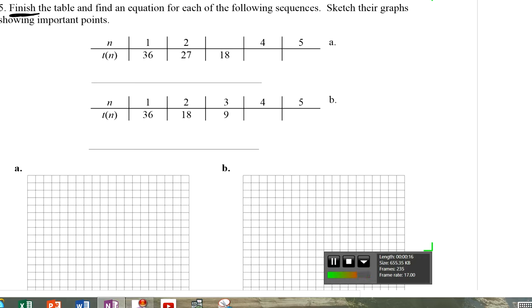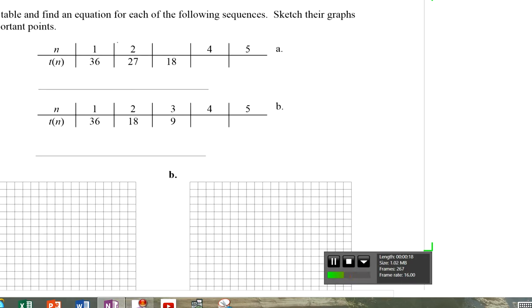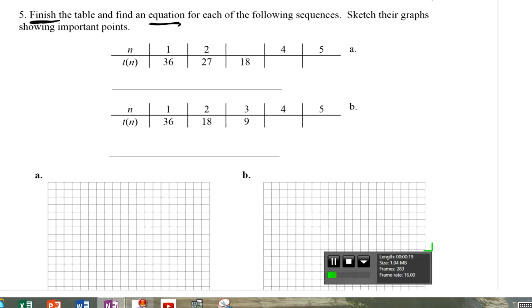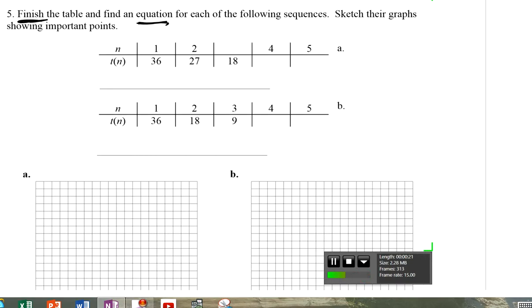And then it also says, and find an equation. So I need to come up with the equation. And then the last thing it says is sketch their graphs. So the graphs are going to be down below. So sketch their graphs. Okay. Hey, does it call these a sequence? Yeah. So are these dots going to be connected, or are they going to be just discrete points? Discrete points. This is definitely discrete.